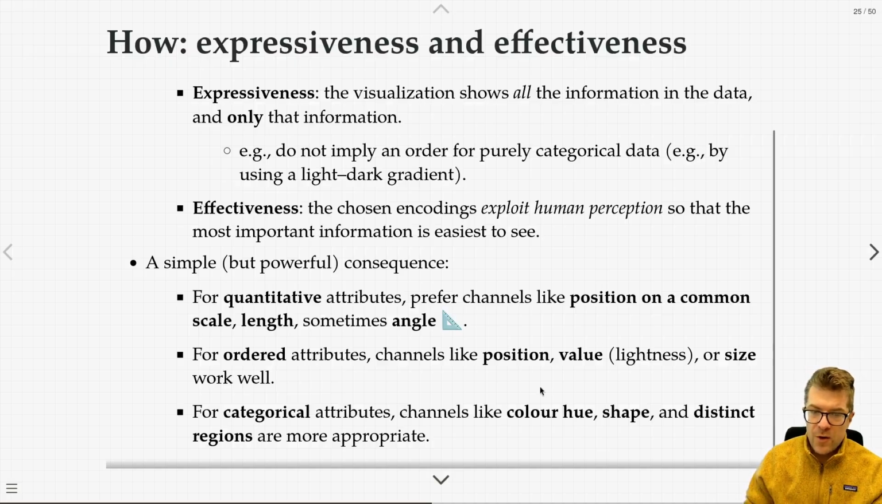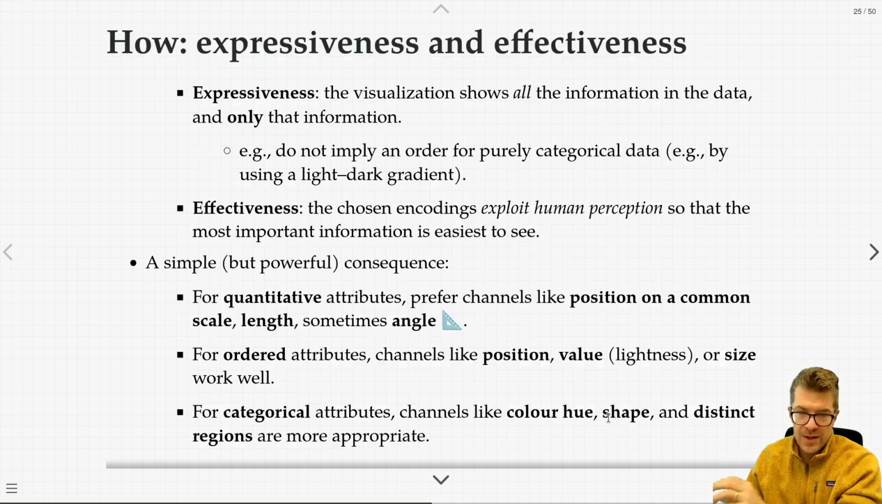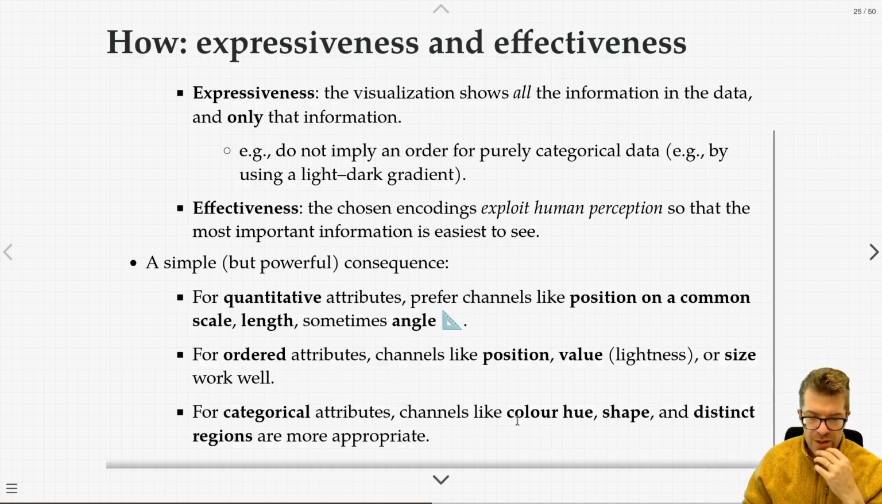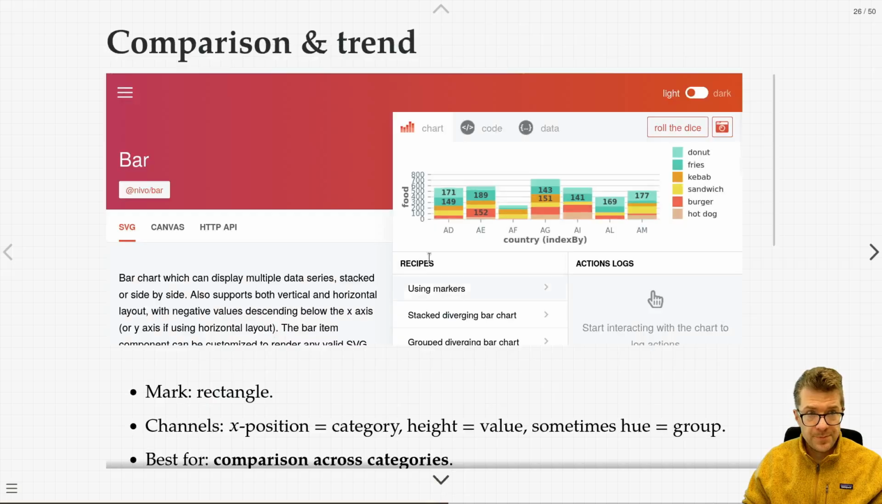And then for categorical attributes like labels, color, hue, a shape. So you could say this point is one label by representing it as a square. This other data point is another label and represent that as a circle. So change the shapes. Occasionally distinct regions can be appropriate, but being expressive, being effective means relying on human cognition, human biases, and then that'll tell us which visual variable or channel we should use for conveying the underlying data.